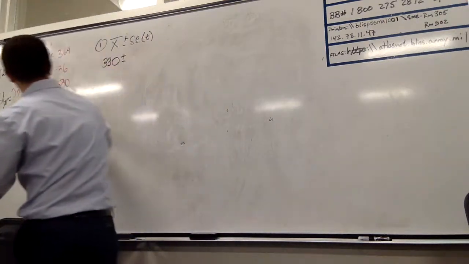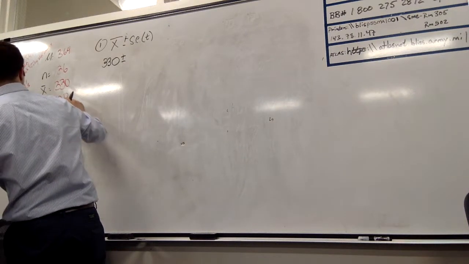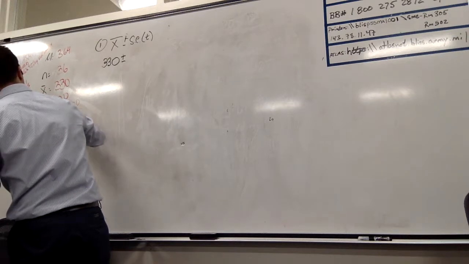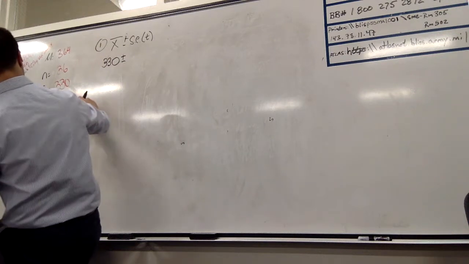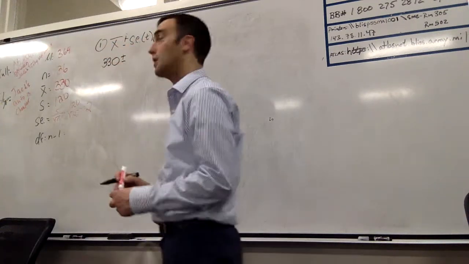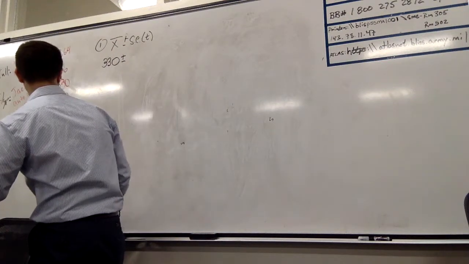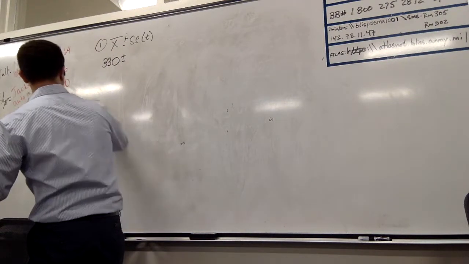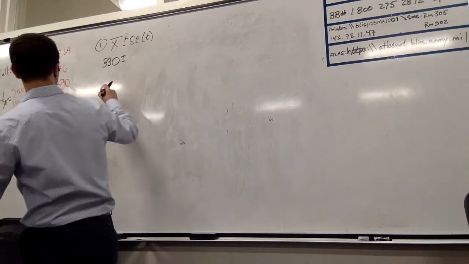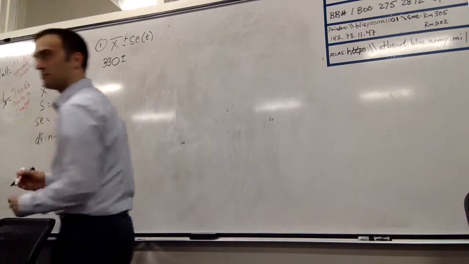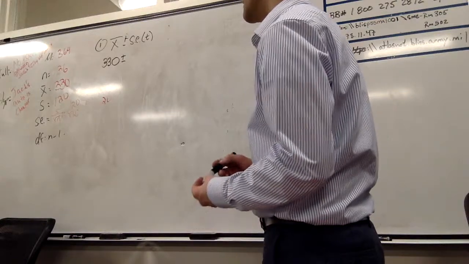Your standard error is s over the square root of n, which is going to be 120 over the square root of 36, which is 120 over 6. I'm getting tired. 120 over 6, which is 20. It's been a long day. So your standard error is 20.